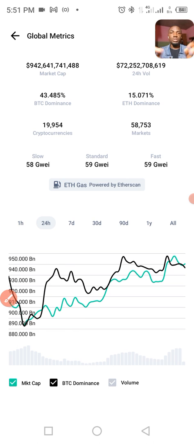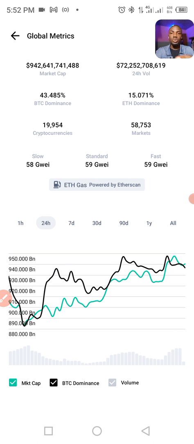So if you had bought cryptocurrency today, your money constitutes part of this $72 billion. The total amount of money that was transacted today in cryptocurrency constitutes the $72 billion. So that is just what the 24 hours volume means.